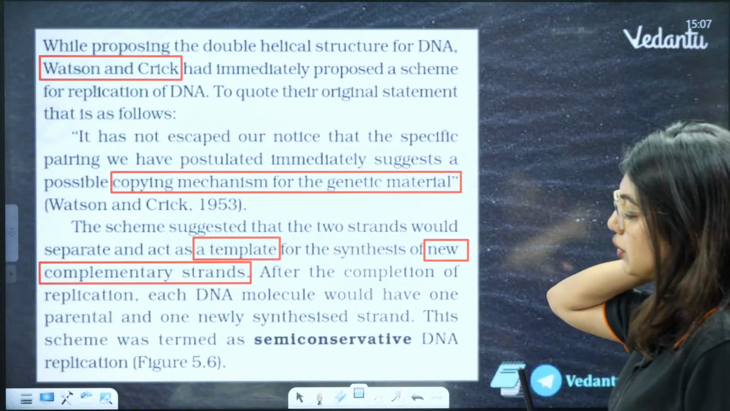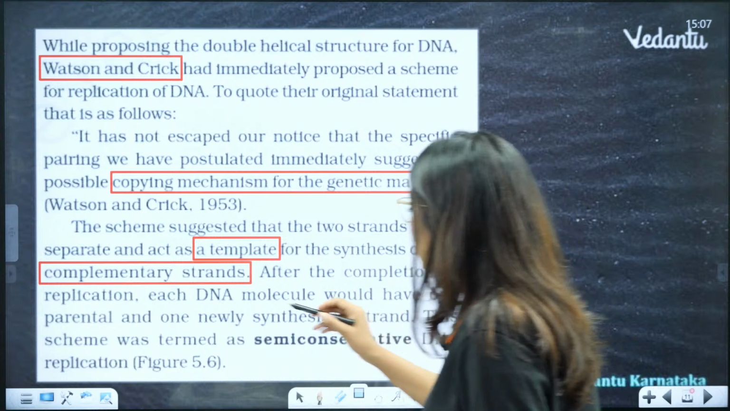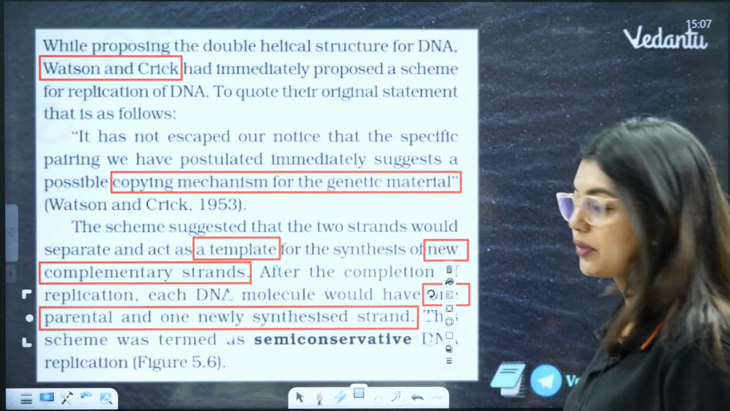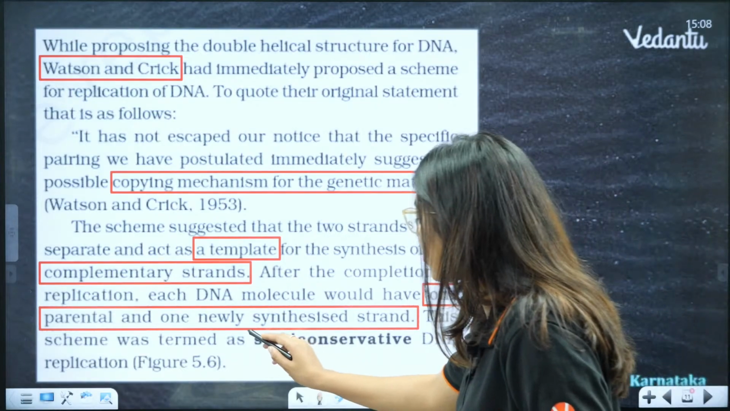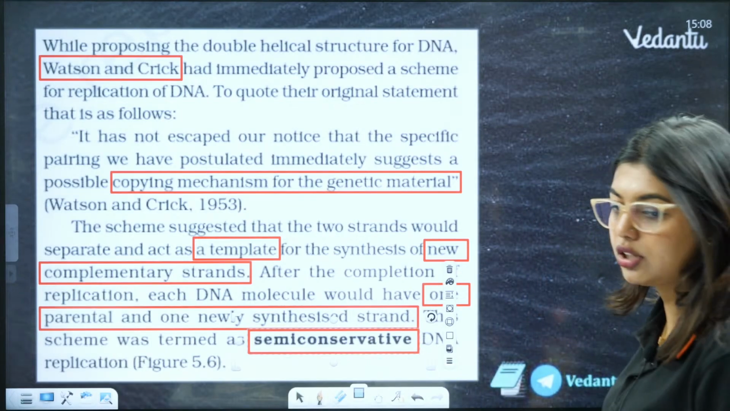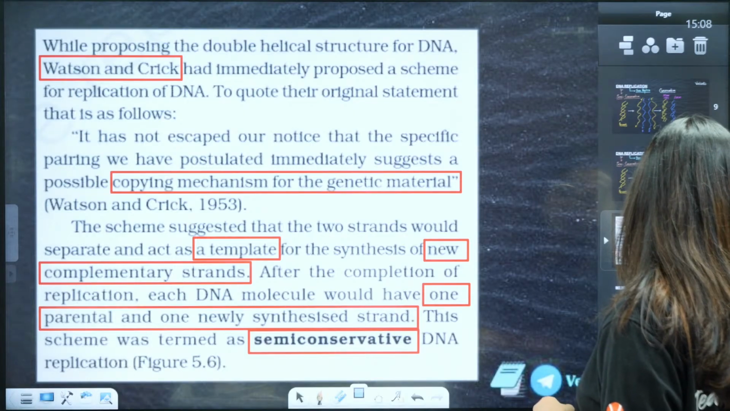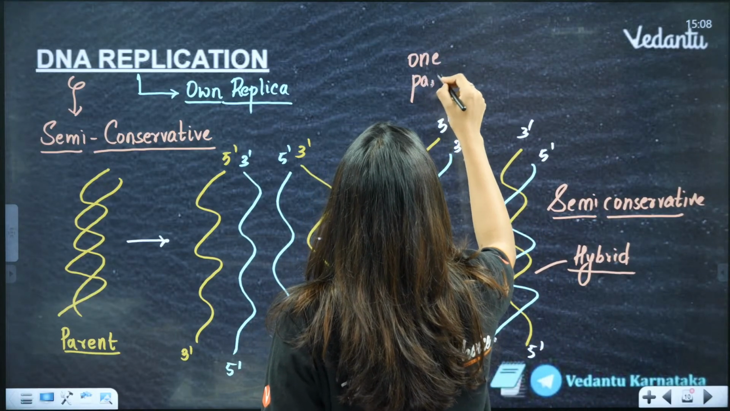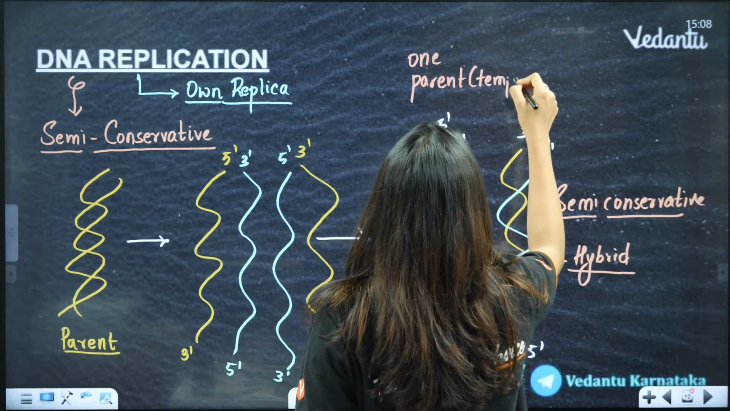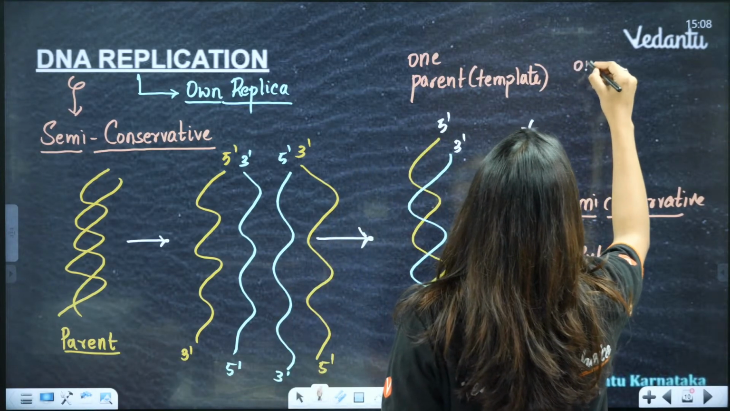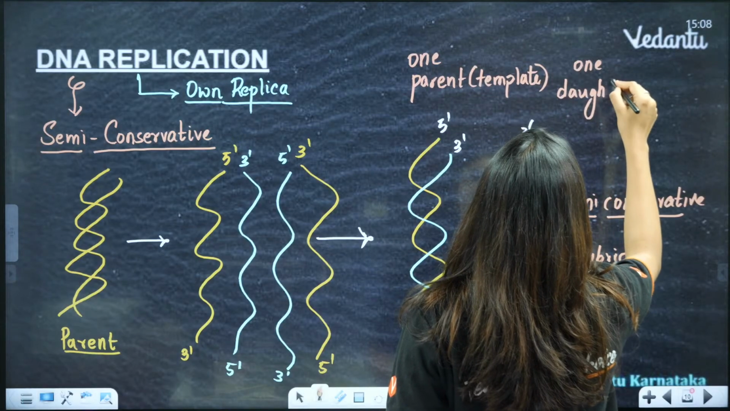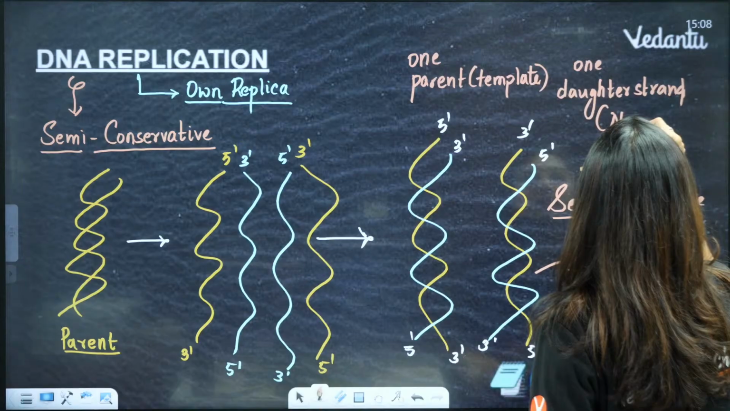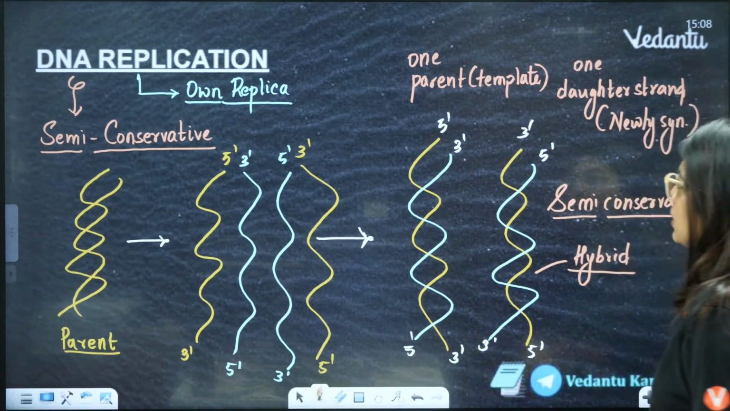After the completion of the replication, each DNA molecule would have, listen carefully, one parental and one newly synthesized strand. Clear? One parental, one newly synthesized strand. This scheme was termed as semi-conservative. I hope this is super clear. So this is what they are telling: one parent strand, or in other words template, and one daughter strand, or in other words newly synthesized strand. Clear?